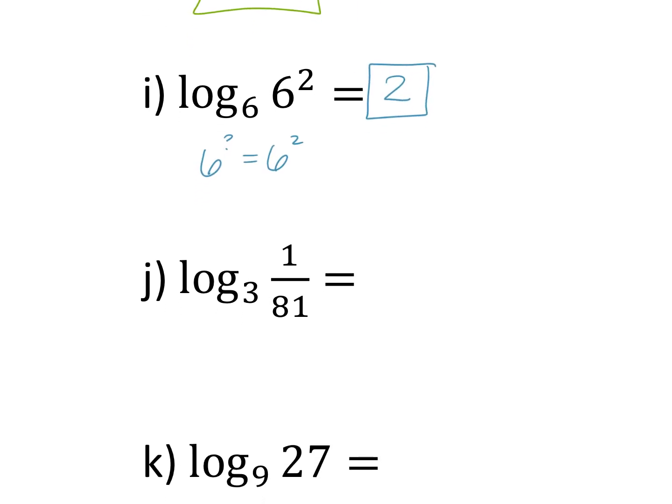Log base 3 of 1 over 81. What's going to show up? A negative, right? It flipped to that fraction form. So we're saying 3 to what power equals 1 over 81.